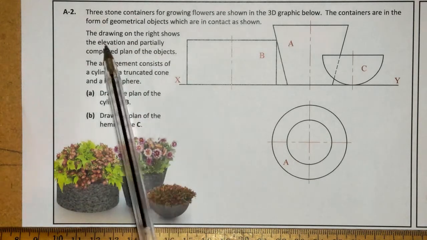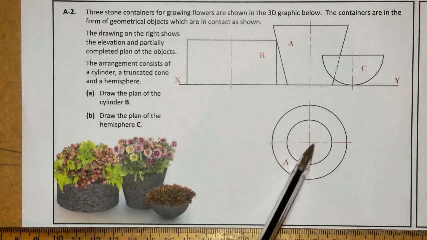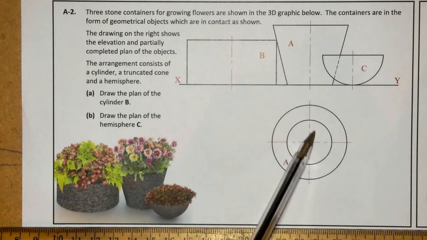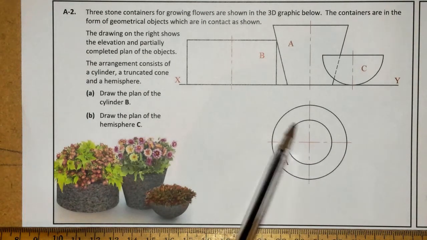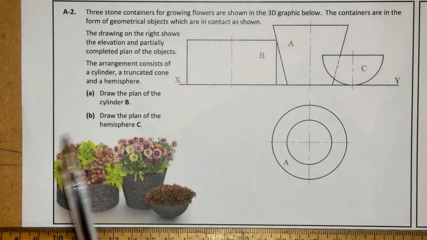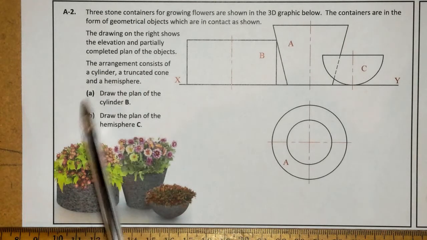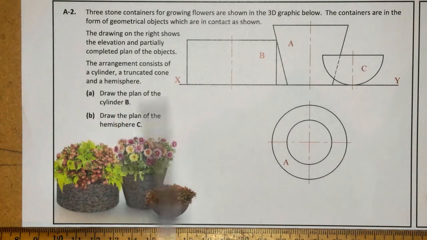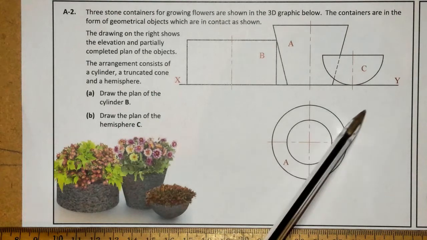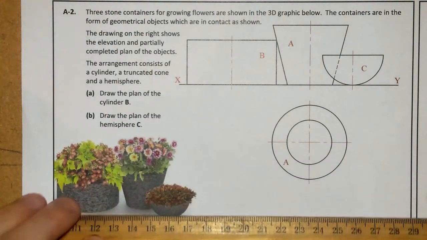The drawing on the right shows the elevation and partially completed plan of the object. So we've got the full elevation done, and we've only got the truncated cone drawn in the plan. You can see it's open to have flowers because that's the base of it here, the inner circle. The larger circle would be the top of it. The arrangement consists of a cylinder, a truncated cone, and a hemisphere. Part A, draw the plan of cylinder B. So draw B in our plan. Then part B, draw the plan of hemisphere C. So hemisphere C is down here. Starting off with part A, draw the plan of cylinder B.